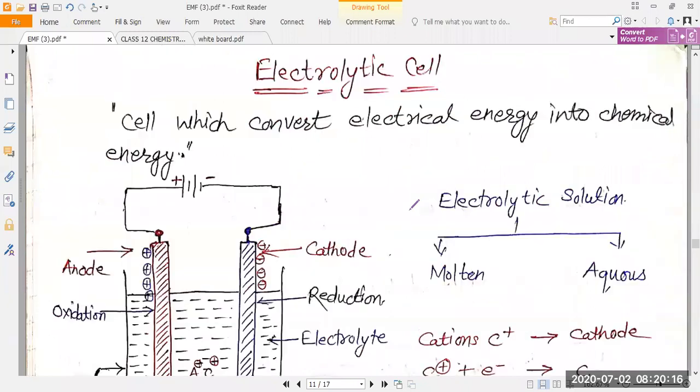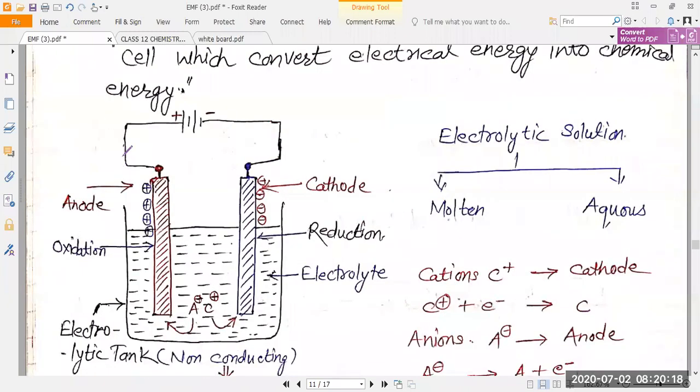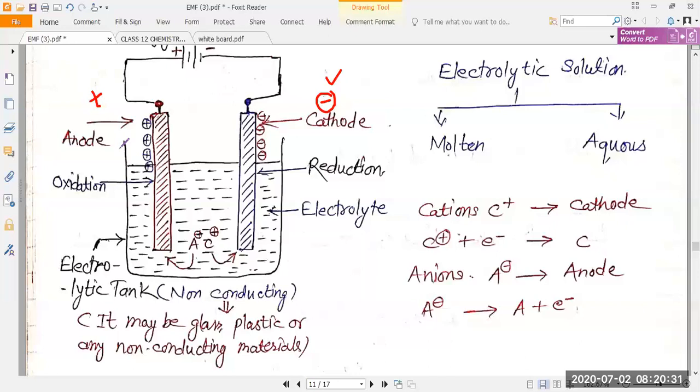Yesterday we also discussed that the anode in an electrolytic cell has a positive charge, and the charge on the cathode side is negative. All the things we have discussed yesterday. And we take an electrolytic tank, and the electrolytic tank is made up of a non-conducting material, and the non-conducting material may be glass, maybe rubber, or any other substance.